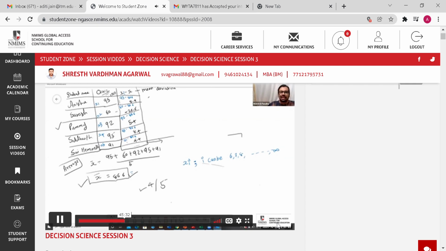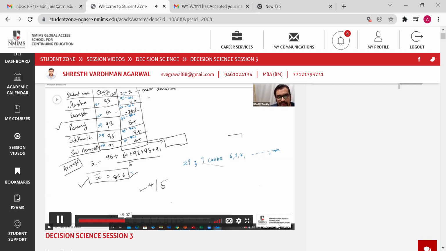So here I try to capture how each and every individual has secured more or less marks than the average. This is what I tried to map. Now I need one figure, which is a generalized figure. Now find out the average.